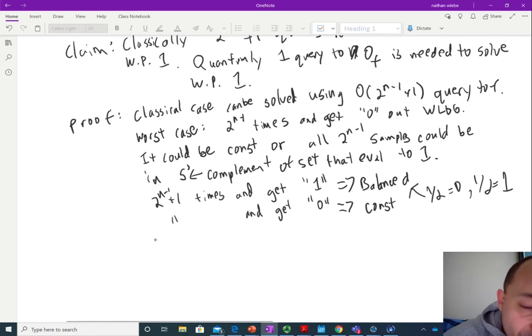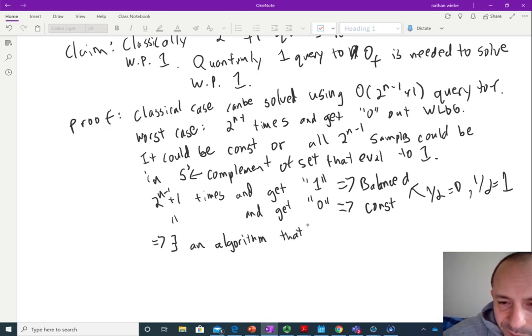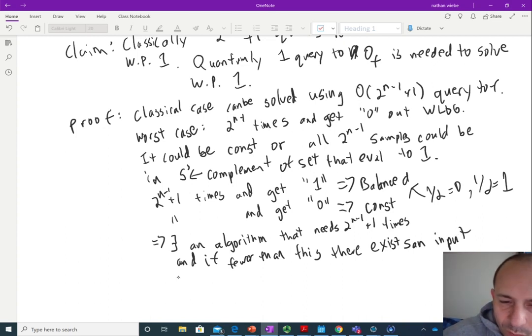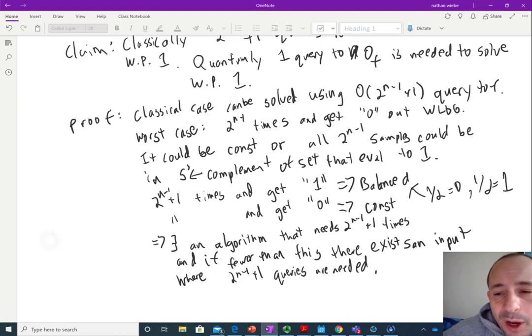So therefore, this implies there exists an algorithm that needs 2^(n-1) + 1 queries, and if fewer than this, there exists an input where 2^(n-1) + 1 queries are needed. So you can see how both an upper and lower bound is needed.